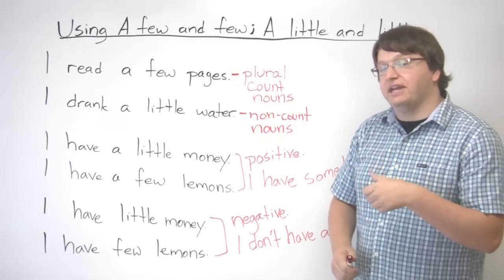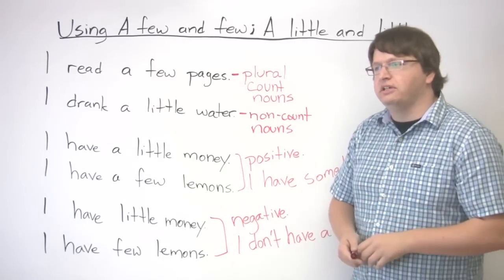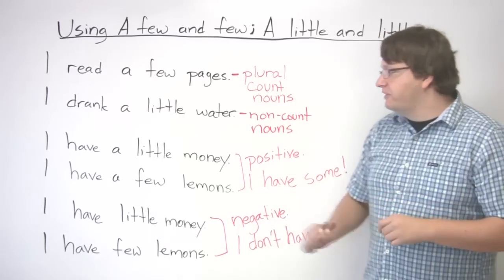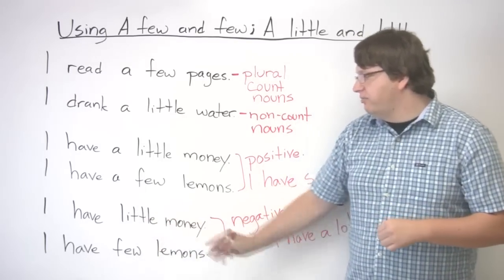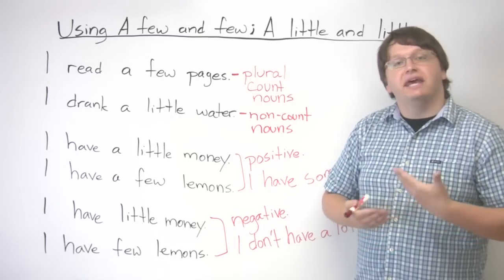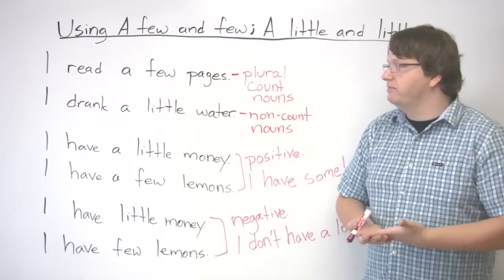But again, when you're saying a little or a few, I have some, it's positive, okay? Versus if you say I have little money or I have few lemons, I don't have a lot. It's a negative connotation behind that statement.